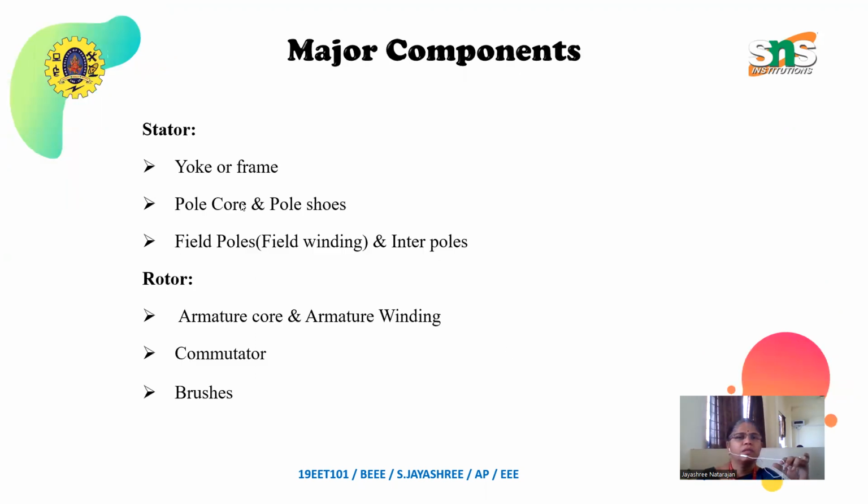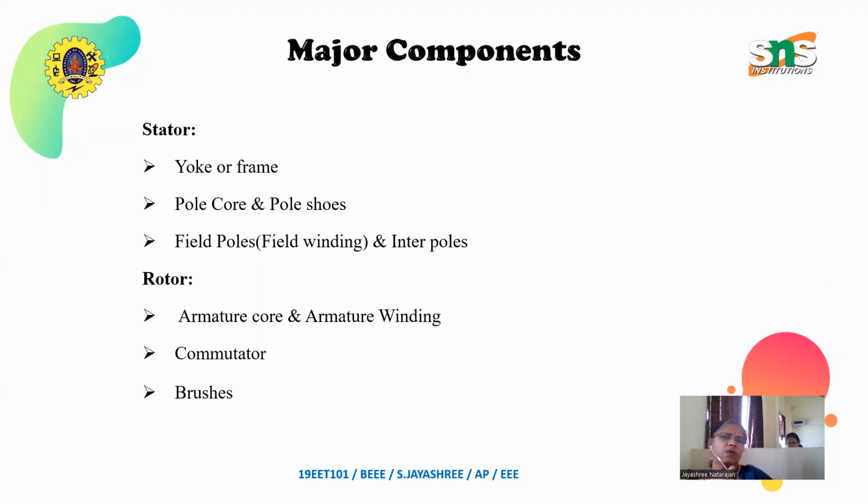Major, it consists of the stator and rotor as main components. The stator is a static part. The rotor is a rotating part. The stator consists of the yoke or frame, the outermost part which provides mechanical support to the generator. We call it a yoke. It is made of cast iron and steel.